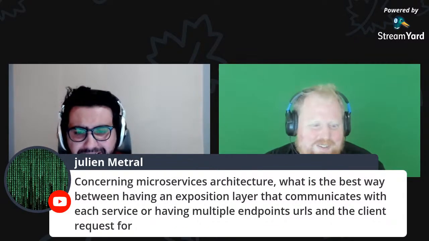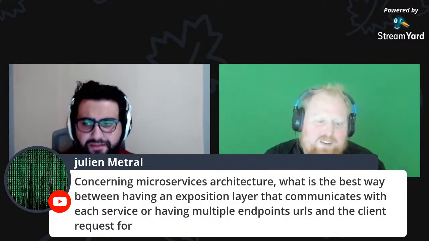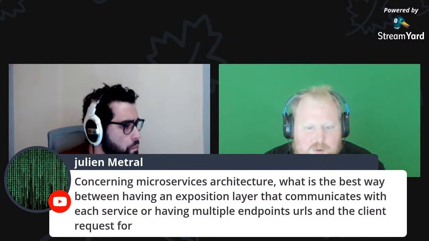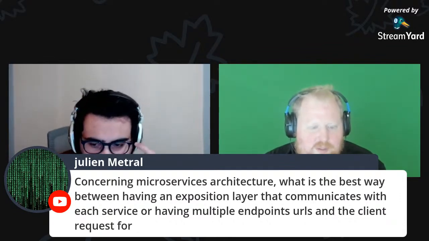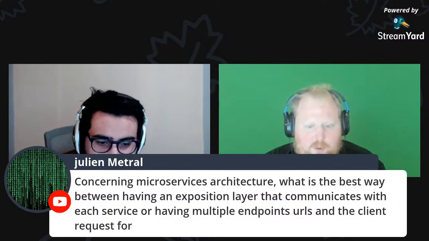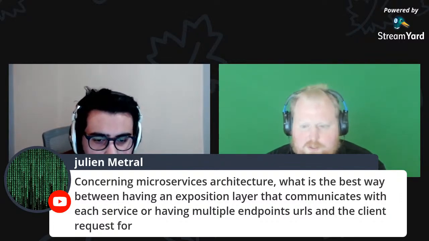Yeah, cool. So jumping into Julian's question here. Considering microservice architecture, what is the best way between having an exposition layer that communicates with each service or having multiple endpoint URLs that the client requests? Thoughts there, John? Yeah, I'm thinking.